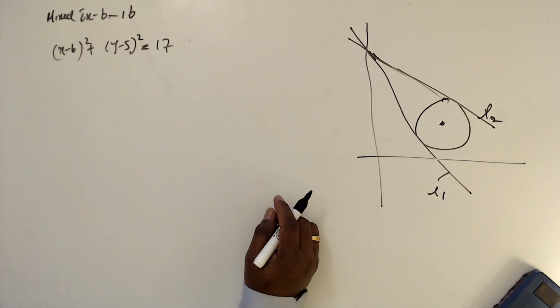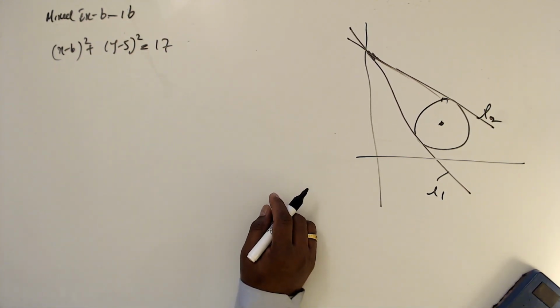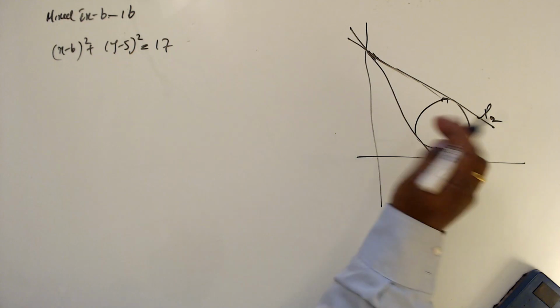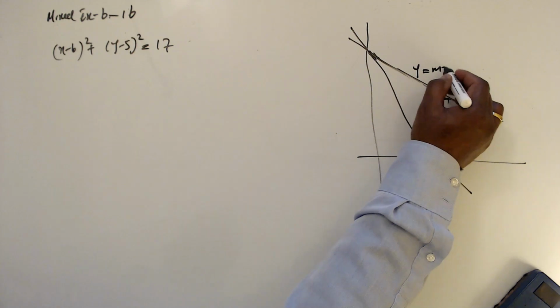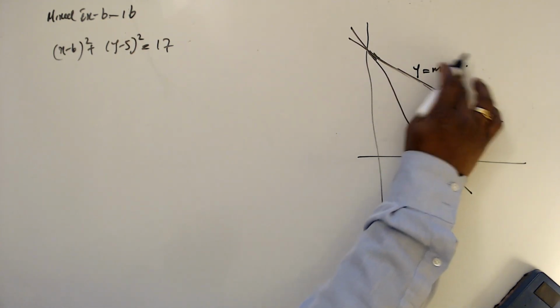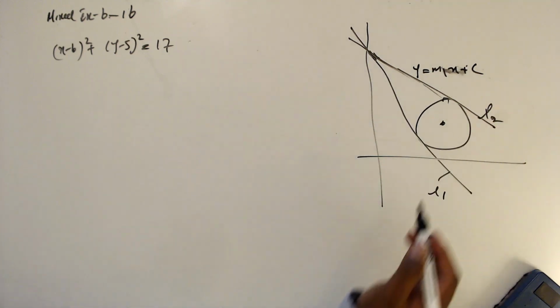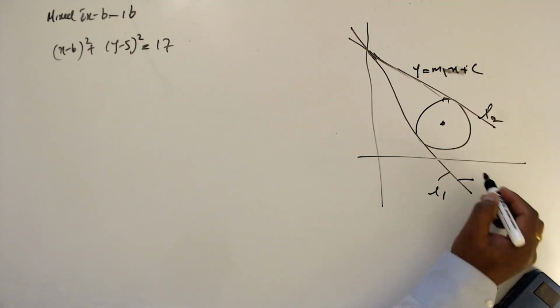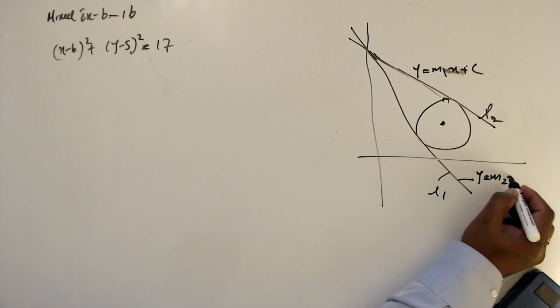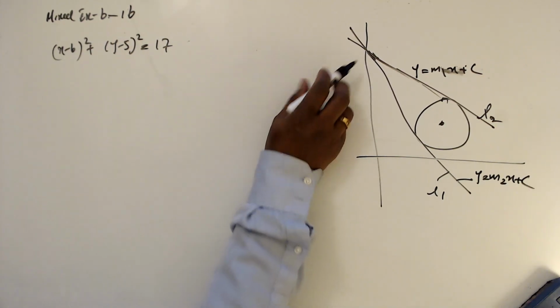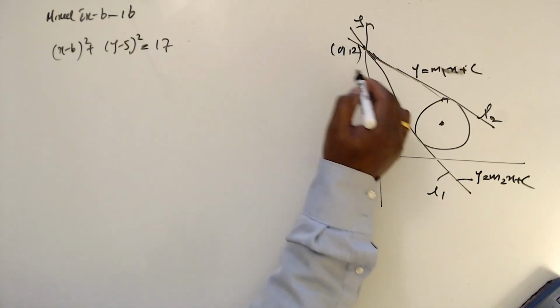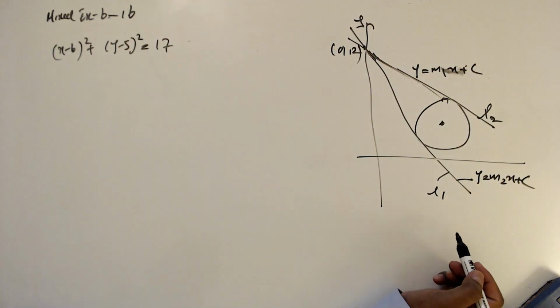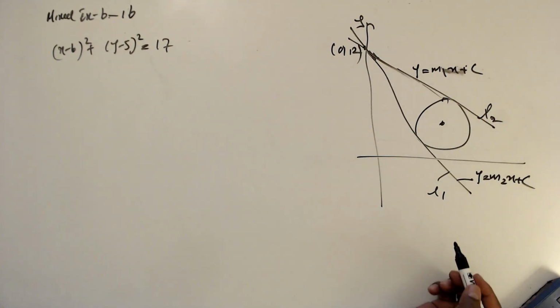Question number 16. You can see that those two equations, this is y equal m1x plus c. This is also y equal m2x plus c. You can see that this is the y-axis. This is 0, 12. Both have the same y-intercept.